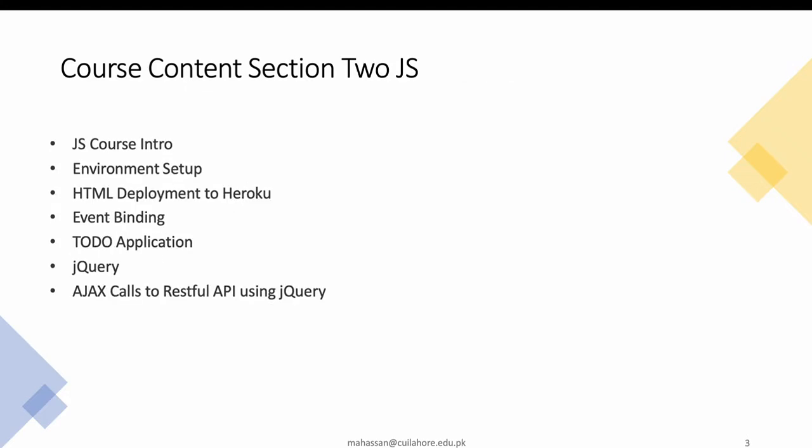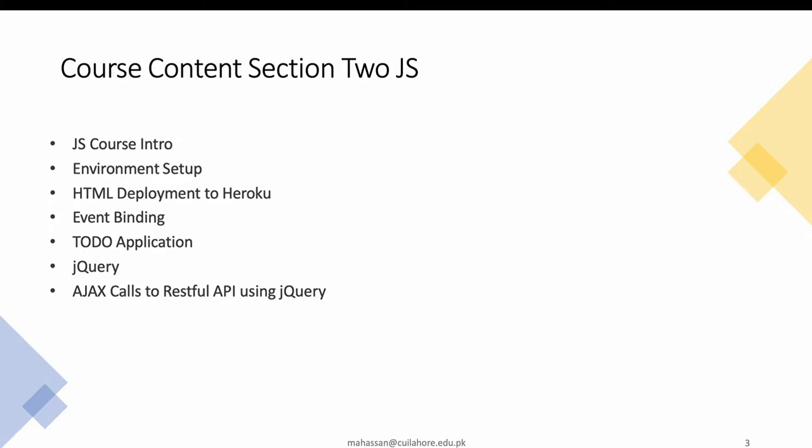In section 2, we will have an introduction of JavaScript. Then we will set up environment for JavaScript applications. Environment setup means that what tools, IDEs, and extensions we will use and install to enhance our productivity. Then we will see how to deploy HTML pages on Heroku. Then we will have a look on event binding. Event binding in JavaScript means how to build buttons or controls on web pages against JavaScript. Then we will build a complete to-do application in which content will be added, deleted, or updated.